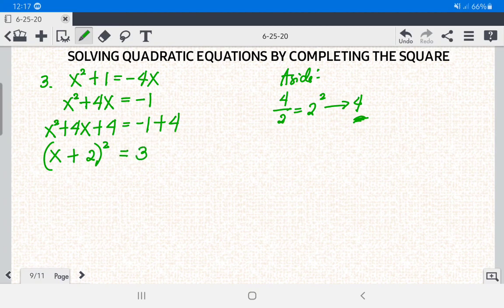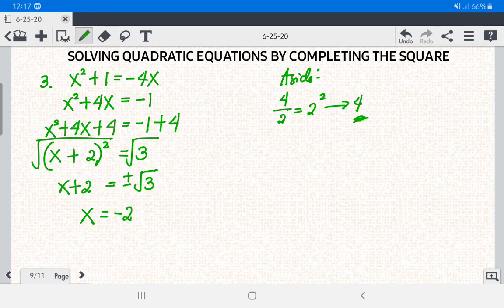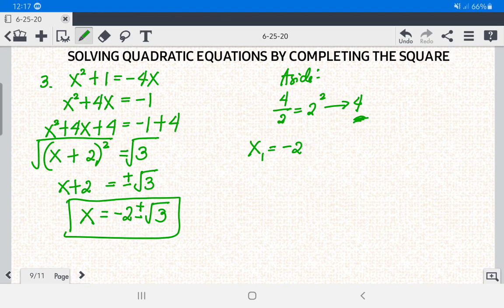Then using the square root property, we have square root of x plus 2 squared is x plus 2. Then square root of 3, 3 is not a perfect square, so we have positive or negative square root of 3. So we will just copy that radical. Then using the subtraction property of equality, we have x equal to negative 2 plus or minus square root of 3. Then our first solution is negative 2 plus square root of 3.